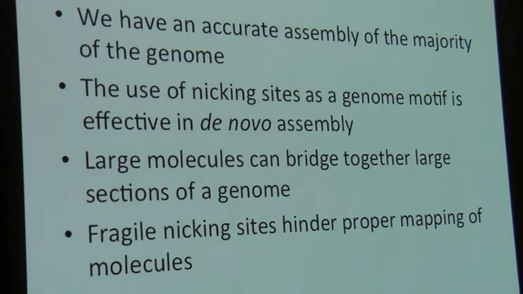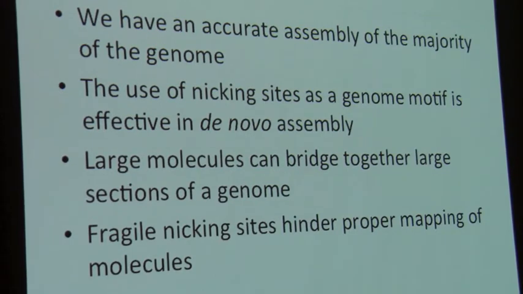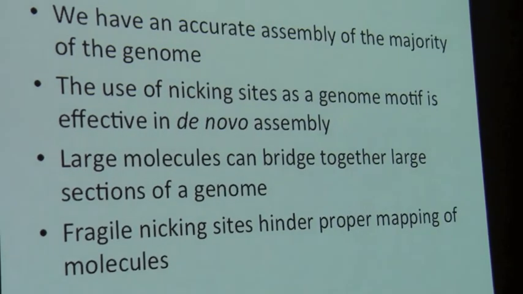So in conclusion, we have an accurate assembly of the majority of the genome, and we have found that the use of nicking sites as a genome motif is very effective in de novo assembly. So we see that large molecules can bridge together large parts of the genome. However, we have also found that fragile nicking sites hinder proper mapping of molecules. When you have many, many nicking sites right next to one another, the DNA will fracture, and you won't get a proper analysis of the pattern of the nicking sites. And if we can find a way to combat that issue, we'll be able to have longer molecules that will span more of the genome.